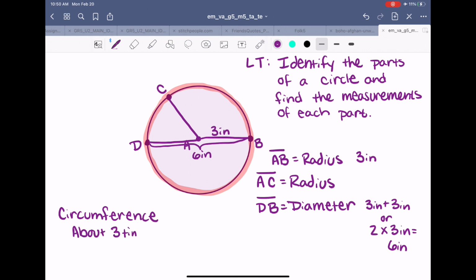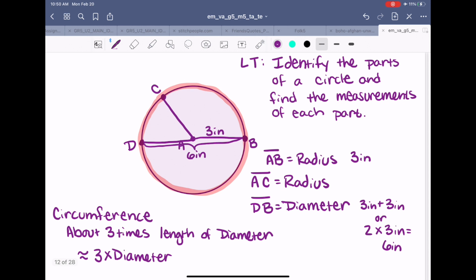When we use the circumference, we want to show the diameter about 3 times. So the circumference is equal to about 3 times the length of the diameter. So we could fit that diameter around the circle about 3 times. So here the circumference is about 3 times the diameter, or approximately 3 times the diameter. So in this case, it would be about 3 times 6 inches, which is about 18 inches.